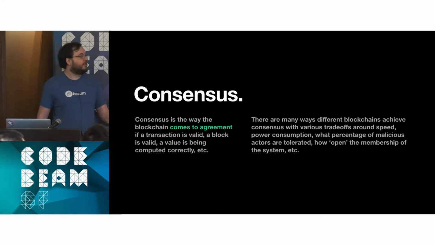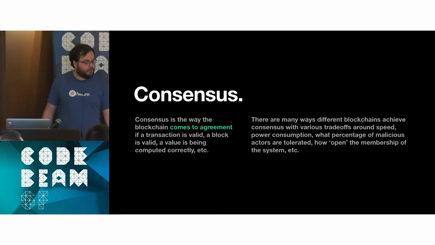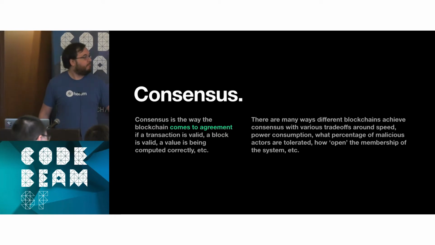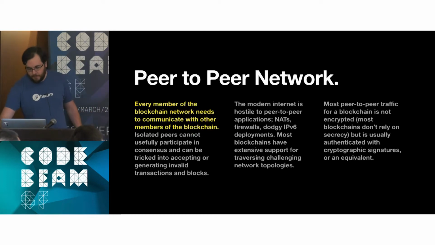Some are fast, some are slow, some use a lot of power, like Bitcoin. Some tolerate a very low percentage of malicious actors, or none. Again, not very good. Or they have a lot, and then they can have a slider depending on how easy it is to participate in the blockchain. Are you in the inner circle of the blockchain, or are you kind of on the outside looking in?